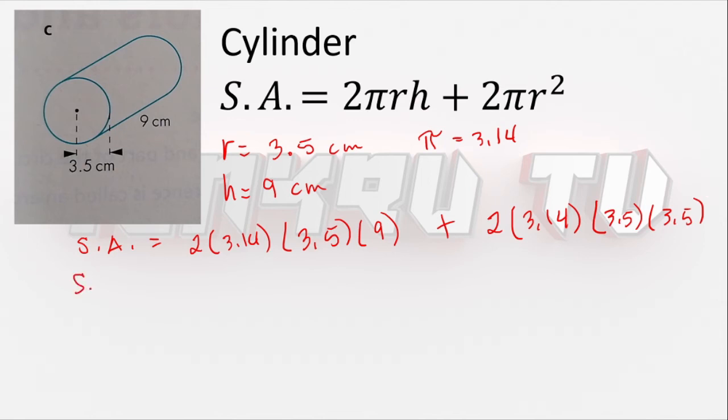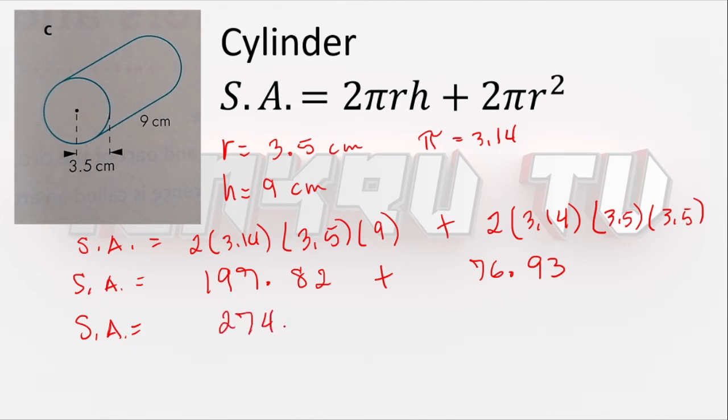Okay. So, surface area is equal to 197.82 plus 76.93. Surface area natin dito sa cylinder na to is 274.75 square centimeters. Okay. Moving on.